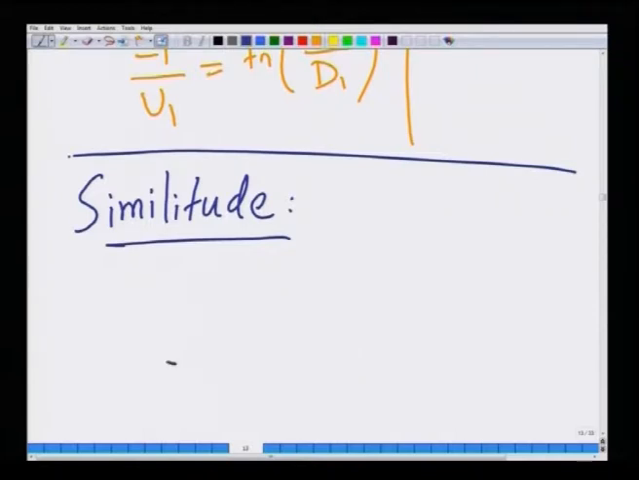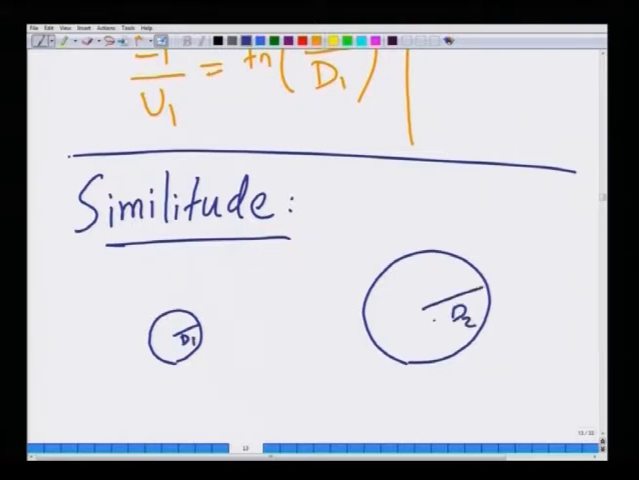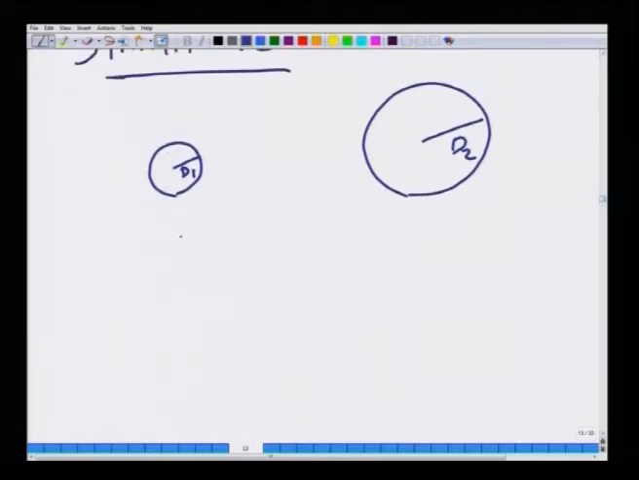Suppose I have a sphere, as in the problem that we just considered. If you have two different spheres, we know that the only length scales present are d1 here and d2 here. So, if you non-dimensionalize all lengths with respect to these diameters, then we know that the non-dimensional velocities will be identical at the same Reynolds numbers. So these two systems are said to be geometrically similar.